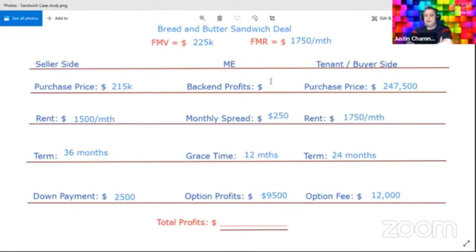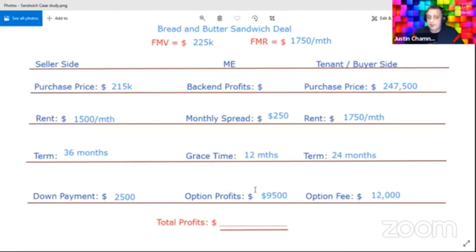Now, how do I calculate my back-end profits on this deal? Anybody want to tell me? We're going to take $247,500 and subtract the option fee, which he put in, $12,000. I'm going to get my calculator out just so I make sure I'm thinking right. $247,500 minus $12,000, which you already put in as option fee. That gets calculated against the purchase price. Now I'm going to subtract the purchase price on the seller side, when the tenant buyer buys, that's $215,000.